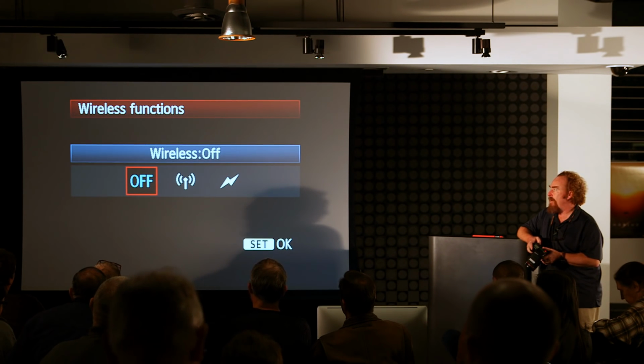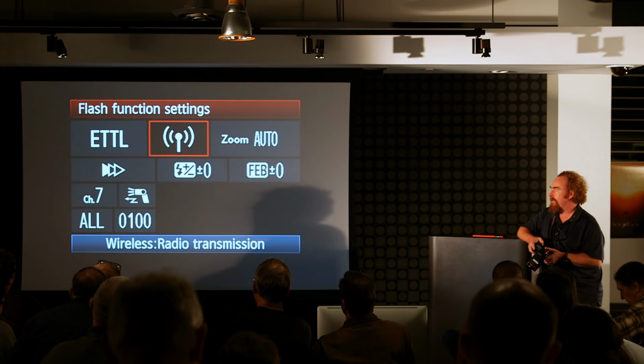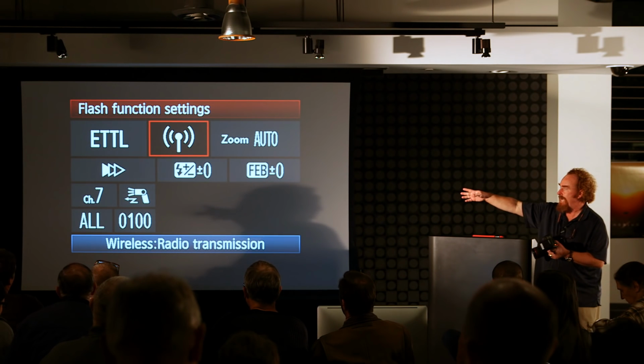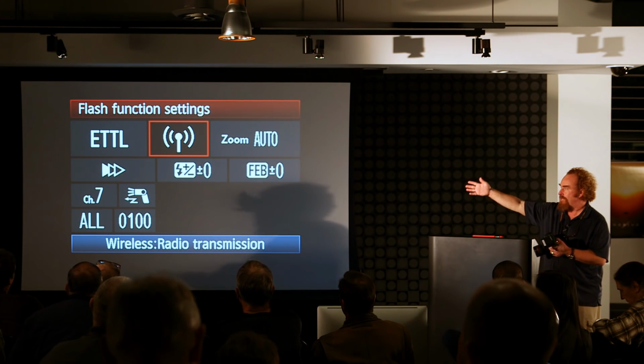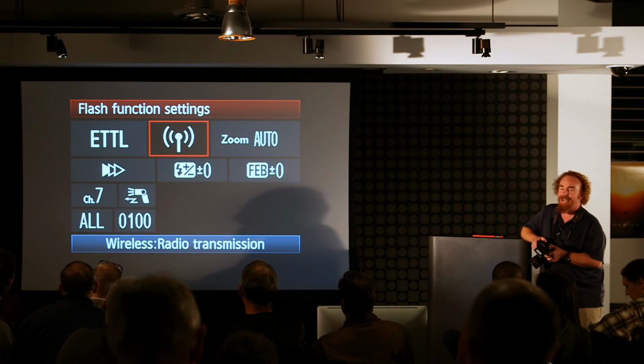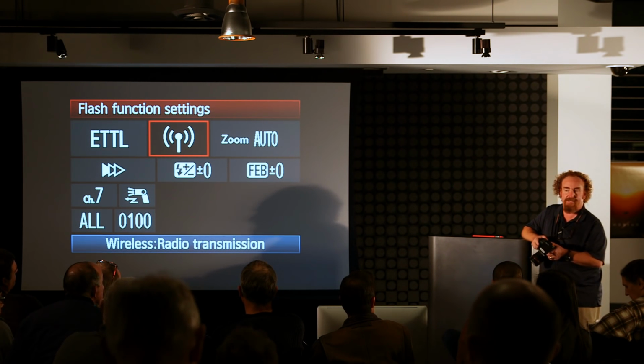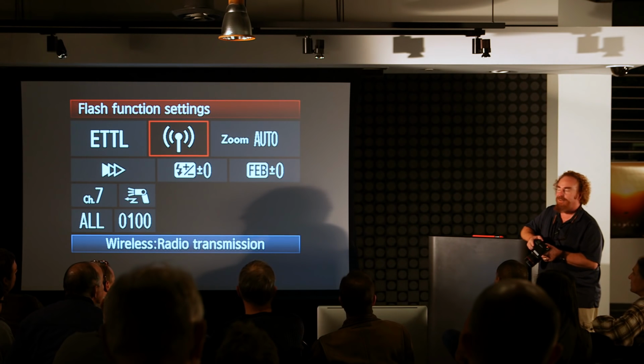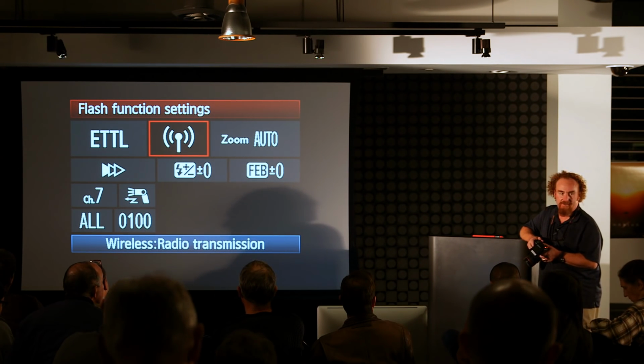As I jump over and turn radio wireless on, it tells me channel 7, my master's enabled. I'm firing all the groups, and there's my secret ID, my other secret ID, 0100, okay? So we can't use that.